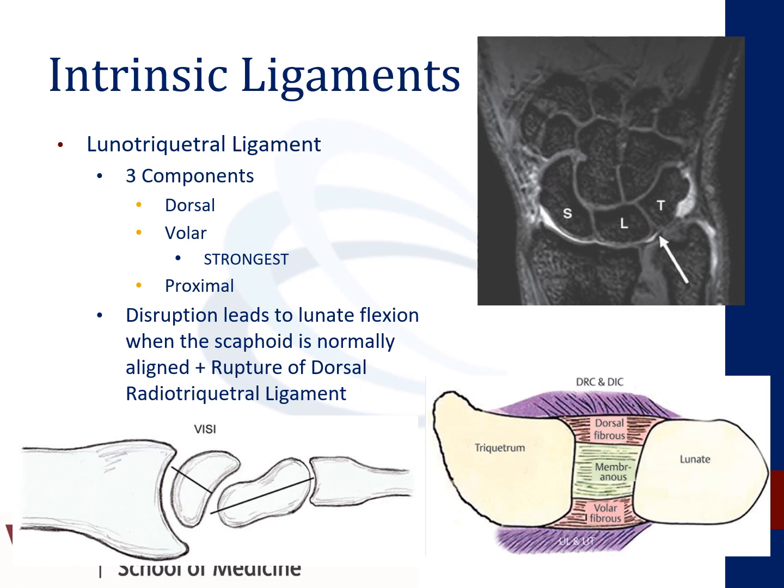Disruption of the lunotriquetral ligament allows the lunate to continue to follow the scaphoid, which will lead it into a flexed position, while the triquetrum will fall back into its desired extended position, leading to a VC deformity. Again, important to remember, in order for the VC deformity to occur, not only does the lunotriquetral ligament have to be ruptured, but there also has to be a rupture of the dorsal radiotriquetral ligament.